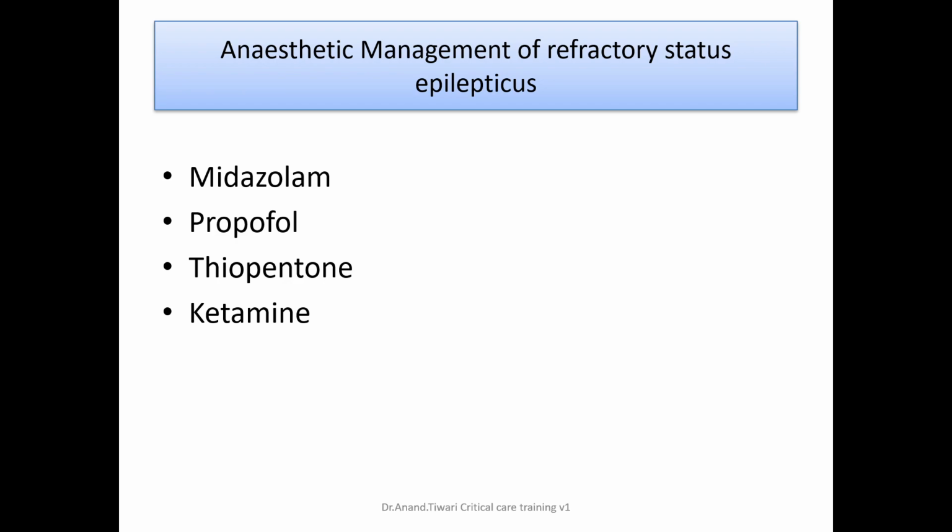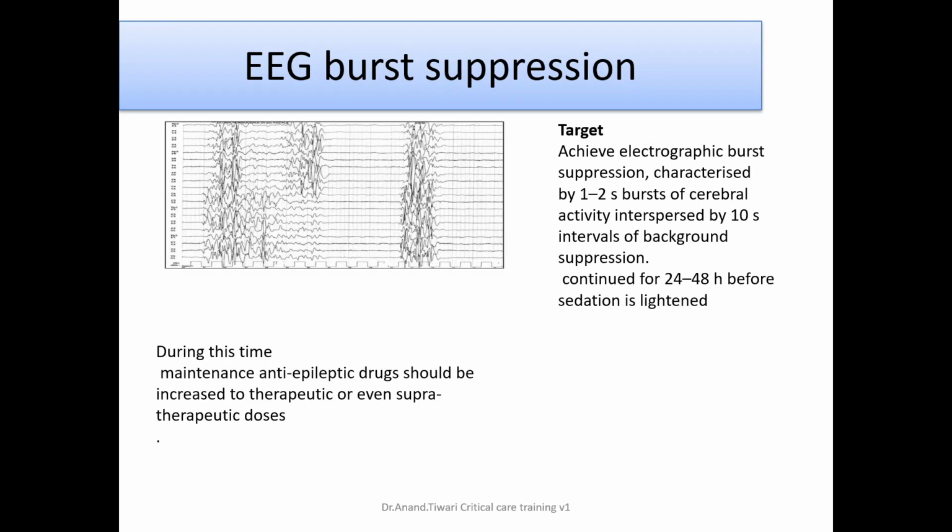And in the meanwhile, ketamine, though earlier it was thought to be a stimulant, is now well-defined in studies as an anti-epileptic drug. So when you are using these drugs, you have to monitor the EEG for burst suppression. So what is the burst suppression target? Here you see that it is a 1 to 2 second burst of cerebral activity interspersed by a 10-second interval of background suppression, and these drugs have to be continued for 24 to 48 hours before sedation is lightened.